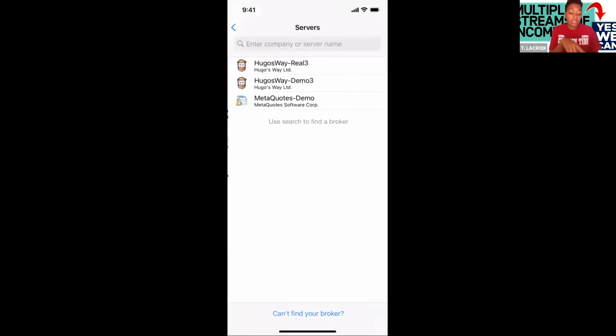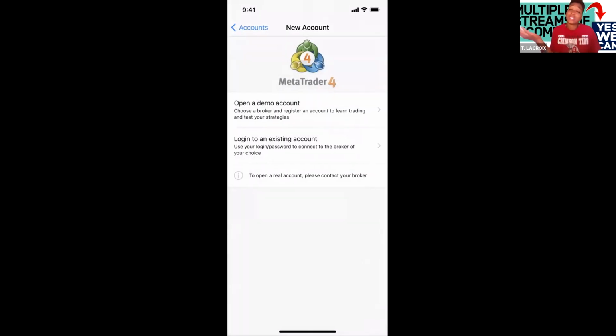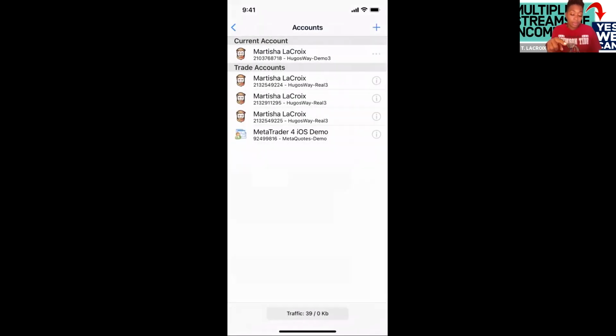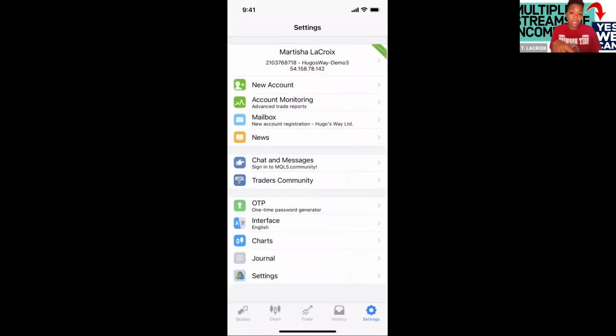Hit log into existing accounts, because you've already created the accounts over on Hugo's Way or Prosperity Broker, whichever one you go with. You can have both. It don't even matter. And see, I got like 4 accounts on here, and this ain't even all my accounts, child. So we're going to stick with my demo account so y'all can see this.